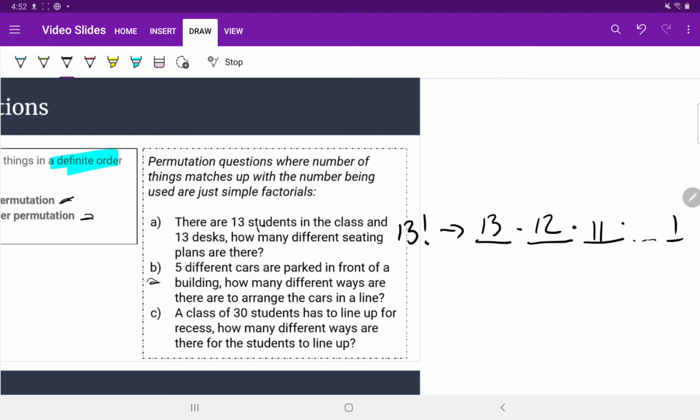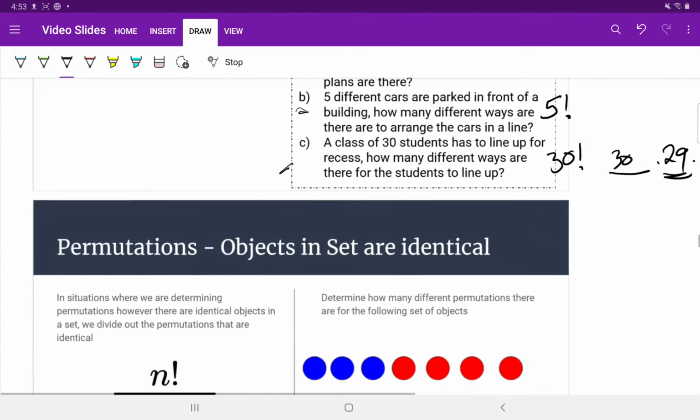Same thing here. If you have 5 different cars parked in front of a building, how many different ways are there to arrange the cars in a line? That's just 5 factorial. You are taking your entire set and figuring out how many different arrangements there are. And finally here, a class of 30 students has to line up for recess. How many different ways are there for them to line up? Well, there's 30 factorial ways. Again, for first person in line, there are 30 different students who could be that first person, and then 29 different students who could be the second person, and then 28, and then all the way down to 1. And because we're linking those statements together with and, we're using our fundamental counting principle, so we use a factorial to represent that.